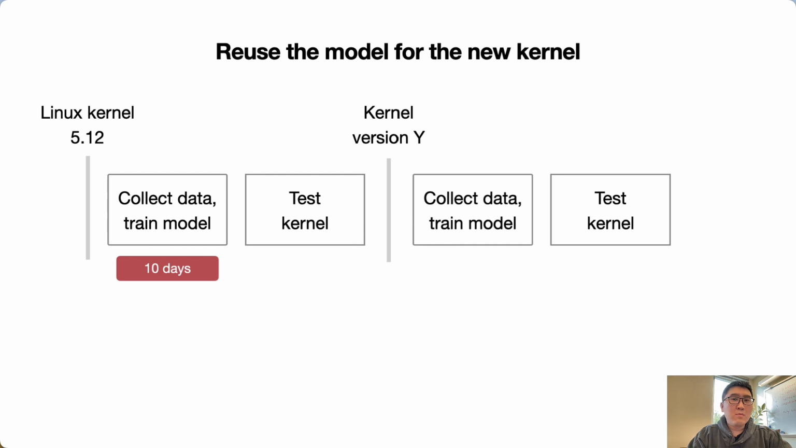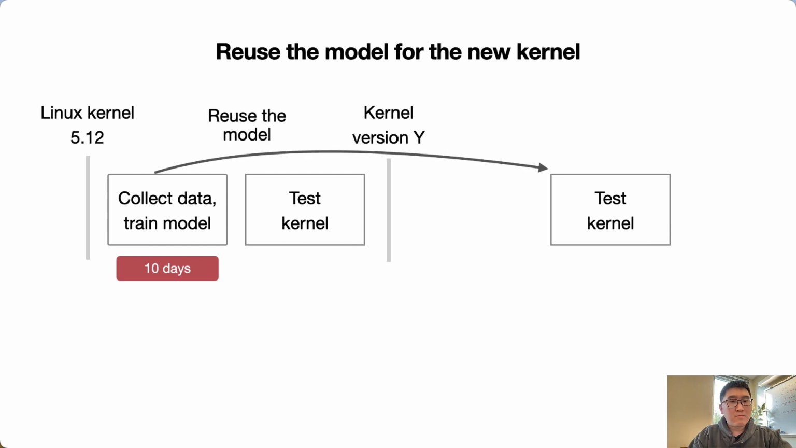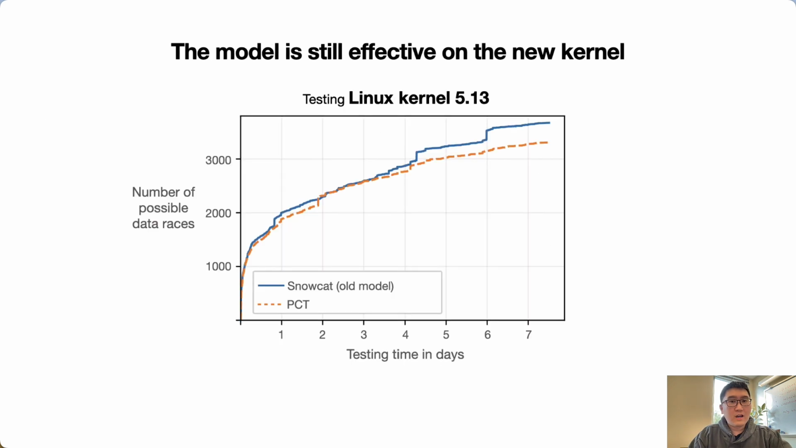First, if training a new model is expensive, how about we keep using the same one? By using the model that is already trained, we can skip the training step. We evaluate this idea by testing Linux kernel 5.13. This kernel was released 2 months after 5.12, with 17,000 new commits. The graph here shows the result of Snowcat using the old model. We can see that Snowcat still achieved higher efficiency than PCT. It is 1.5 days faster when they both tested the kernel for about 7 days.